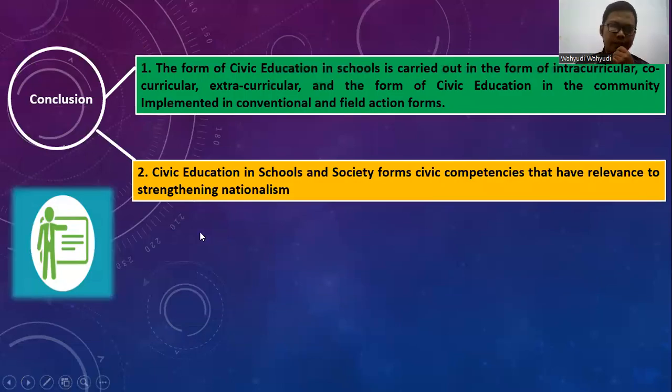Conclusion. First, the form of civic education in schools is carried out in the form of intracurricular, co-curricular, and extracurricular, and the form of civic education in the community is implemented in conventional and electoral forms. And second, civic education in schools and society, namely citizenship education forms, civic competence that has relevance to strengthening nationalism.